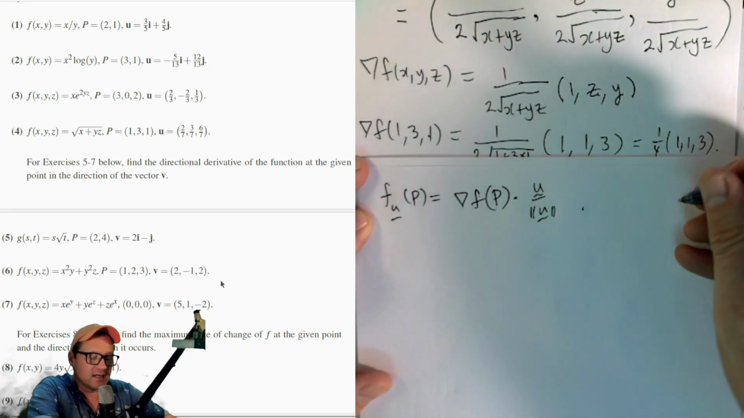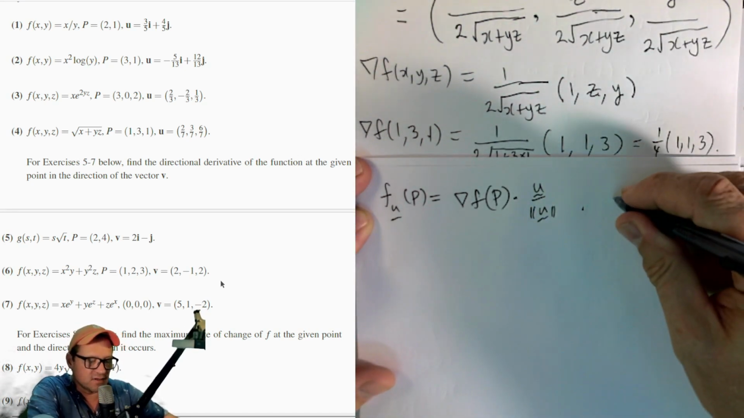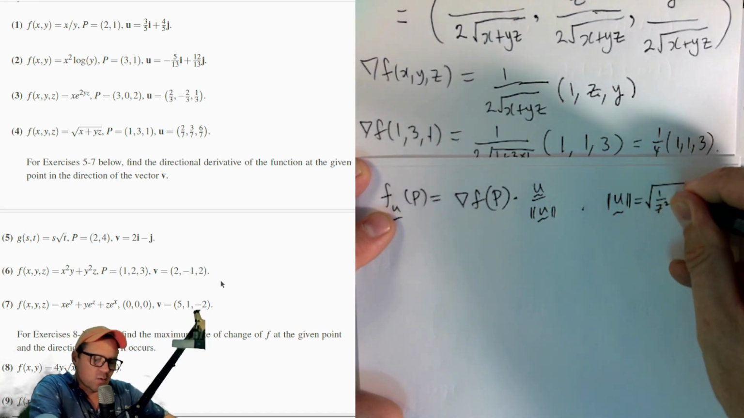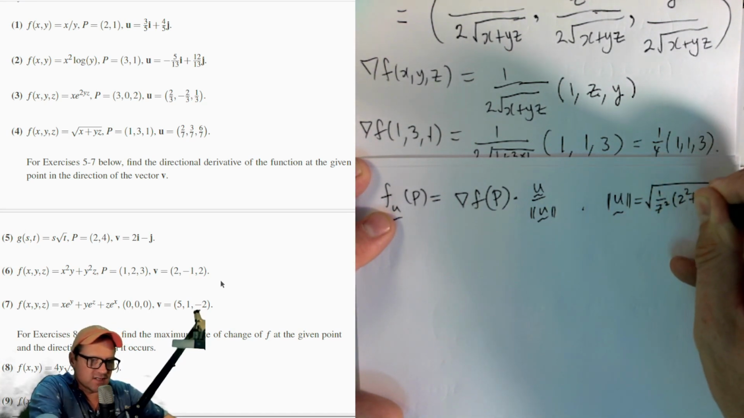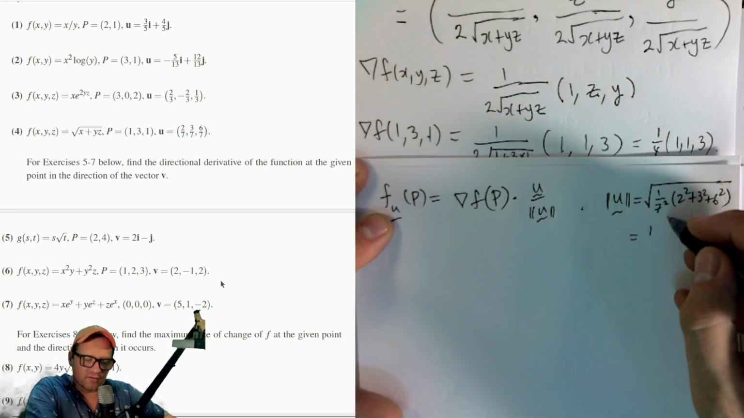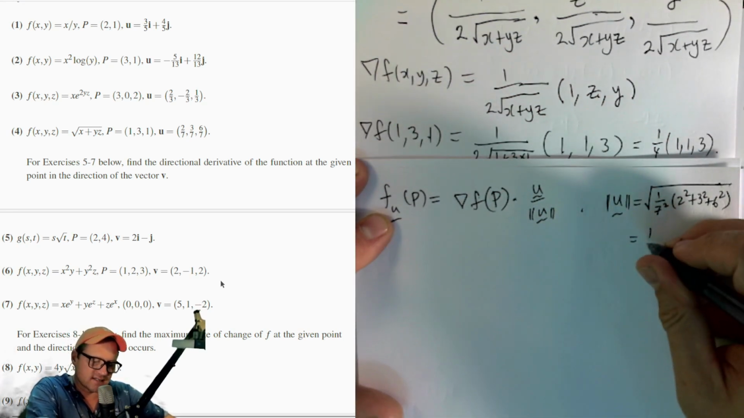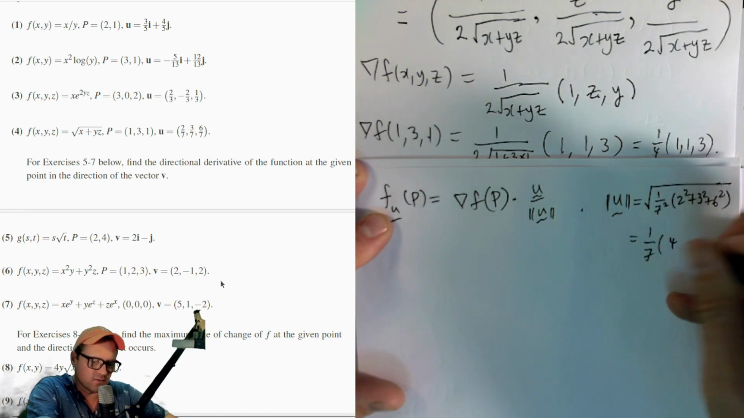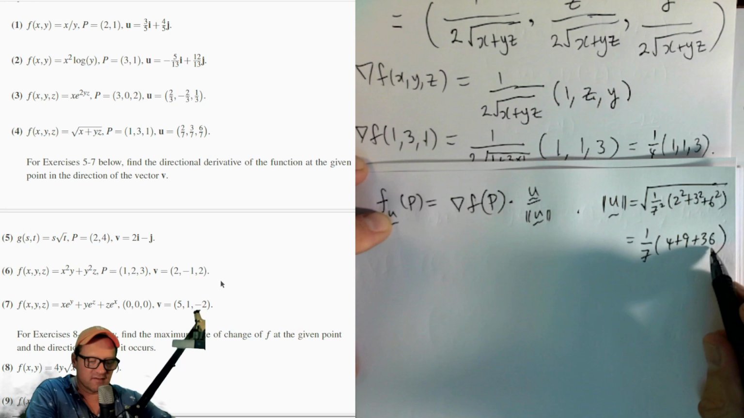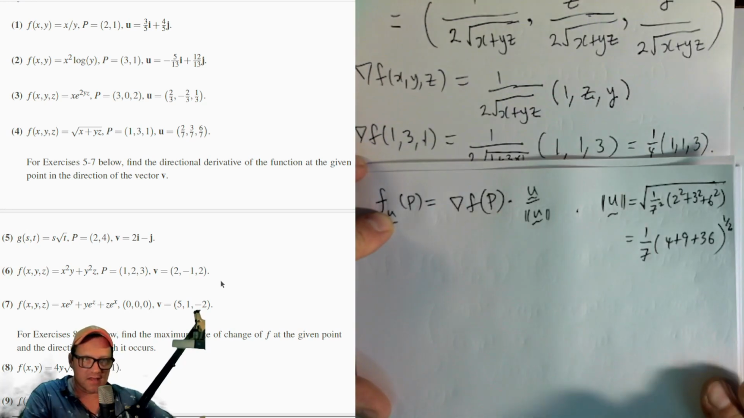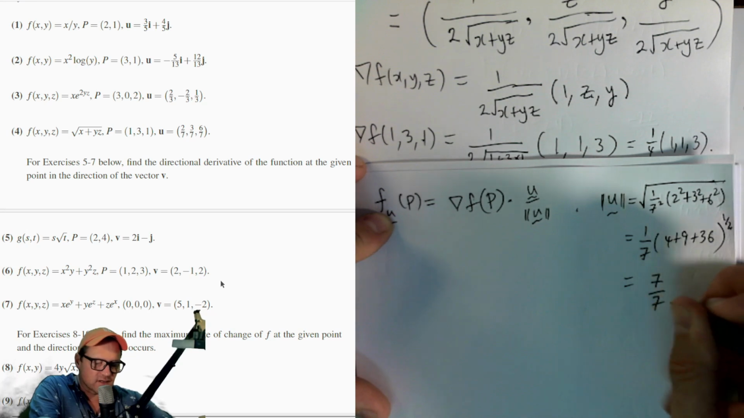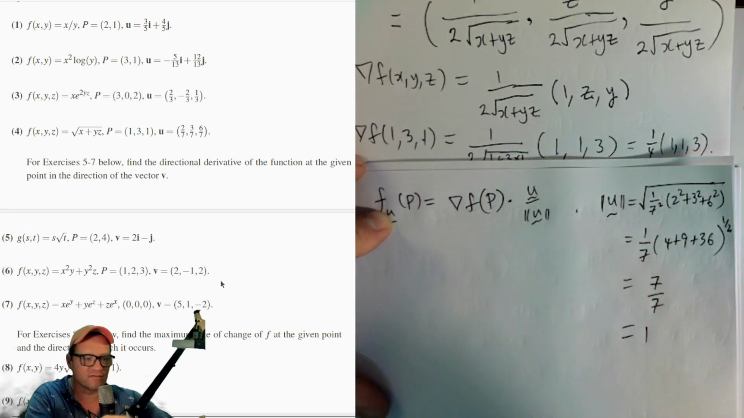So let's calculate the norm of the vector u. We have the square root of 1 over 7 squared, 2 squared plus 3 squared plus 6 squared. Simplifying this, we have 1 over 49, the square root of that is 7. So 1/7 of 4 plus 9 plus 36. 4 plus 36 is 40, 40 plus 9 is 49, and when we take the square root of that, we have 7. So this is 7 over 7, which is 1. So the norm of u is 1.